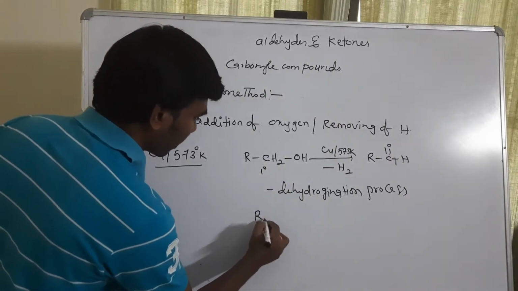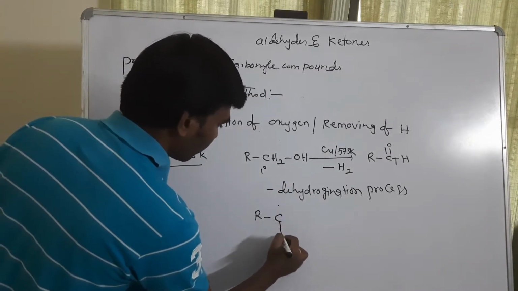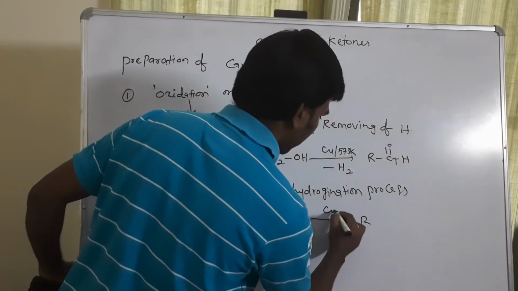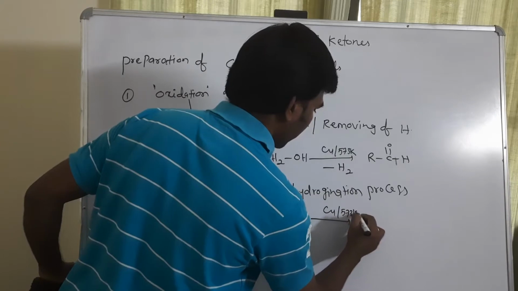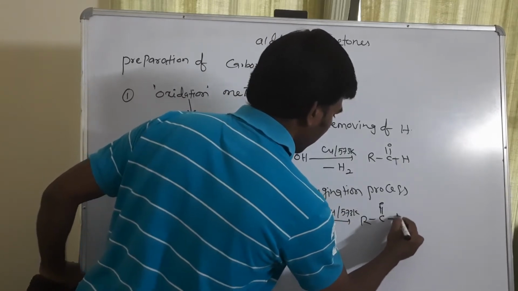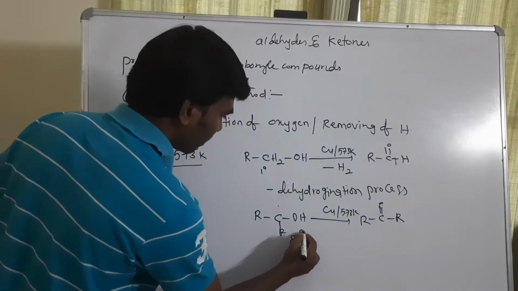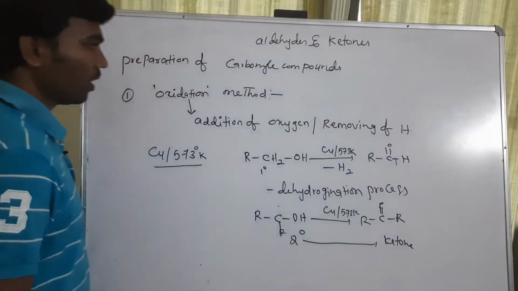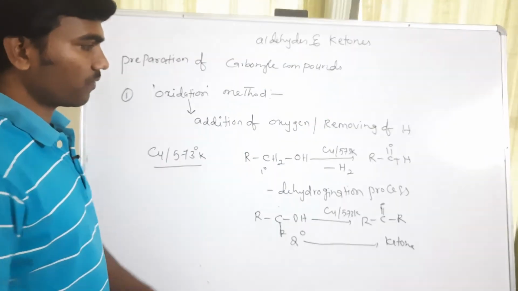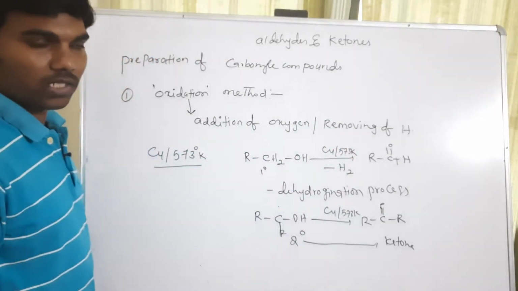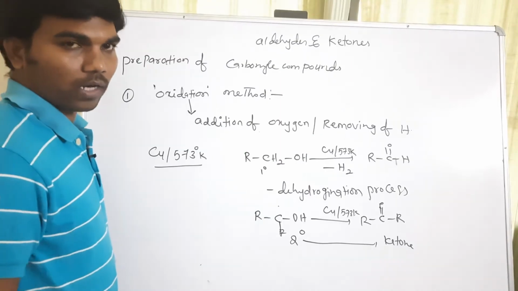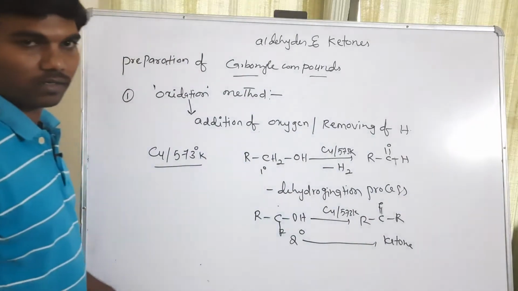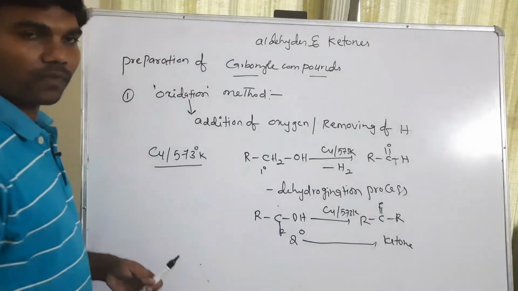If I am taking secondary alcohol, with copper at 573 Kelvin it is going to form ketone. If I am taking secondary alcohol, it will give ketone. If I am taking tertiary alcohol in presence of copper at 573 Kelvin, it is not going to give a carbonyl compound, it will give alkene. We are exclusively discussing carbonyl compounds, so that's why I am not taking tertiary alcohol. So this is about copper at 573 degrees centigrade.